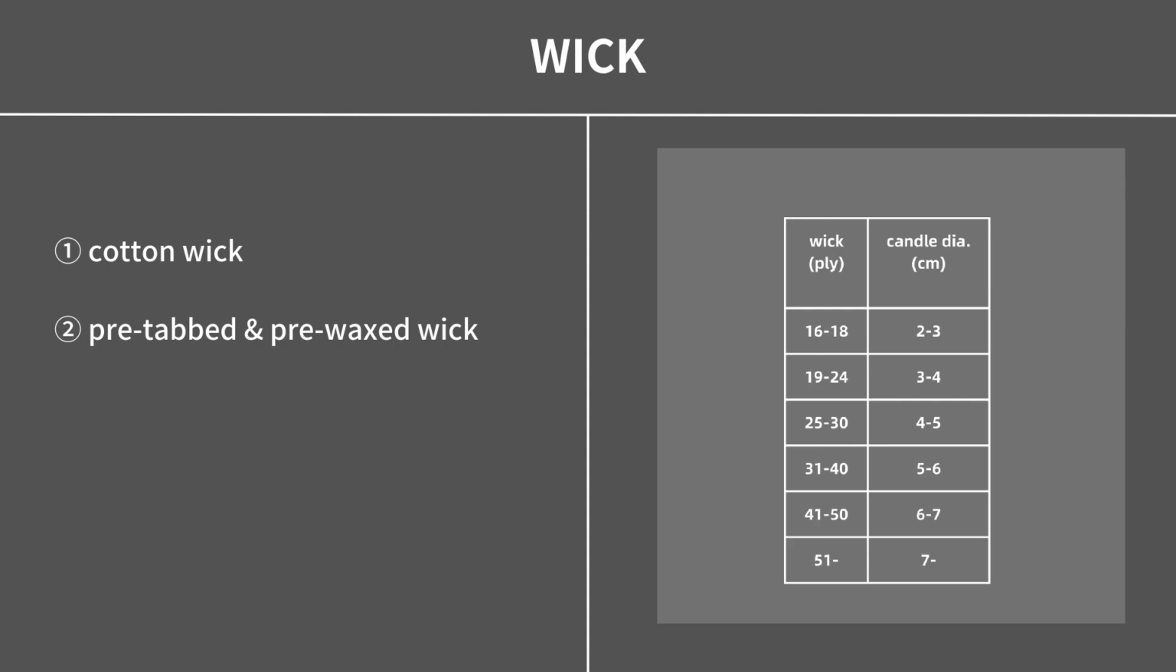If you're a beginner, you don't need to buy wicks of all sizes. You can buy them according to the diameter of the molds you usually use. The diameters of commonly used molds are 5 cm, 6.5 cm, and 7 cm. Generally, preparing wick sizes of 35 ply to 40 ply is enough.